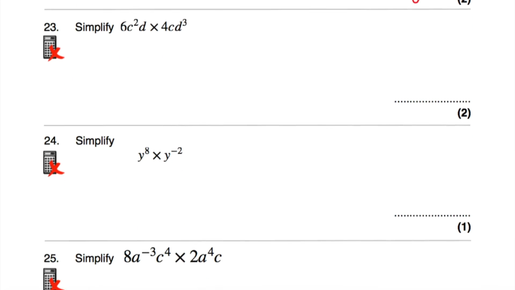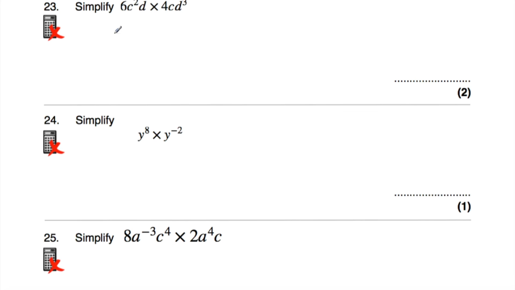Okay, our next question, question number 23. We've been asked to simplify 6c squared d multiplied by 4cd cubed. So let's deal with the numbers to begin with. We've got 6 times 4, that's going to be 24.